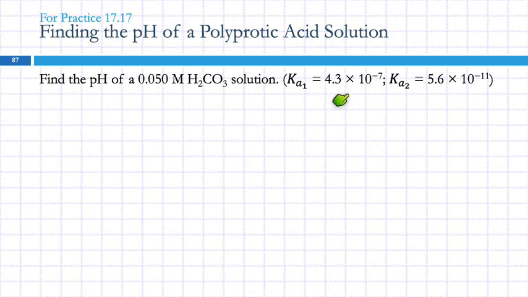If we look at these, this is 10 to the minus 7, and that's 10 to the minus 11, right? That's differing by a factor of 10 to the 4, 10,000. That's huge. So what we're going to do is write the chemical equation for carbonic acid losing a hydrogen. So H2CO3, and that's going to lose one hydrogen ion to form hydrogen carbonate ion. We need to make an ice table.